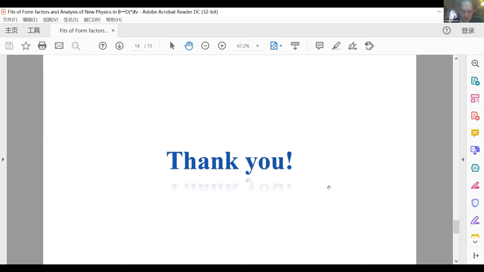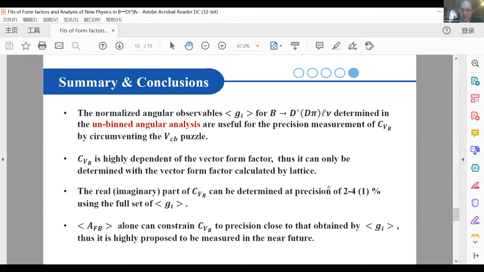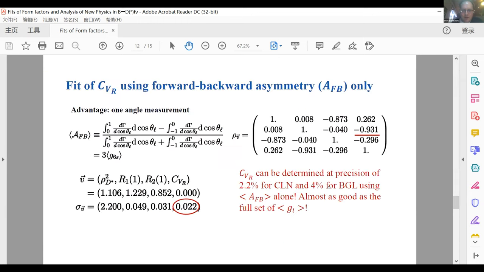Okay, then I will start with a question. What information from the lattice would be most useful for you? Like the q-squared dependence also, or a certain point? I think the lattice result for the vector form factors at zero recoil is already very useful for determining CVR. We only added that information in our study. I see, for zero recoil.